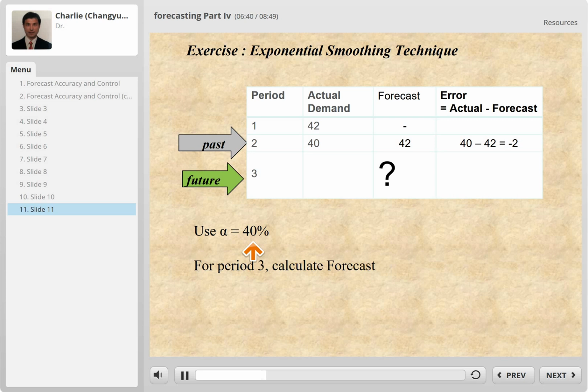Now, please stop this audio lecture and spend 5 to 10 minutes to finish this calculation. All the formulas are the same as our example. The thing you need to do is follow the steps in the example and solve this exercise.